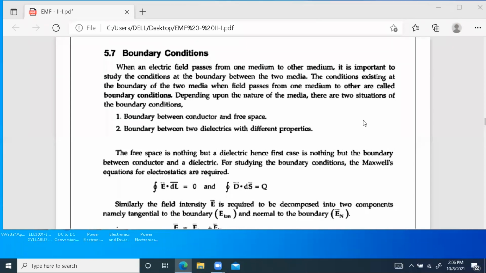So let us look at electromagnetic wave in general, going from one medium to the next. When an electric field passes from one medium to the other medium, it is important to study the condition at the boundary between the two mediums. The conditions existing at the boundary of the two mediums when field passes from one medium to the other are called boundary conditions. Depending on the nature of the medium, there are two situations of the boundary condition.